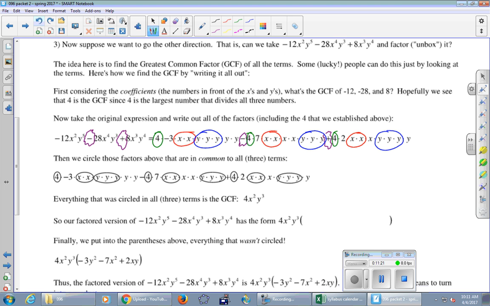What did we circle after the last purple? 4, x squared, y cubed. Of course, it's the same thing. We circled the same thing in all 3 terms. That thing that we circled is the greatest common factor, 4, x squared, y cubed. Go ahead and write it right there. 4x squared y cubed. That is the greatest common factor by virtue of being the thing that we circled all 3 times.